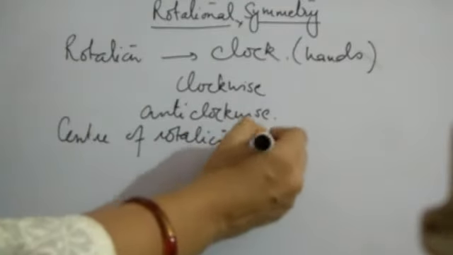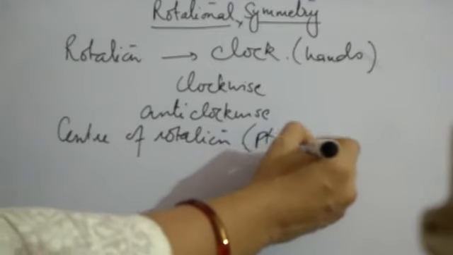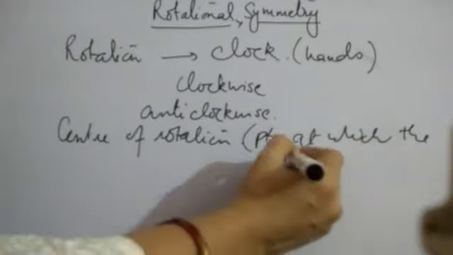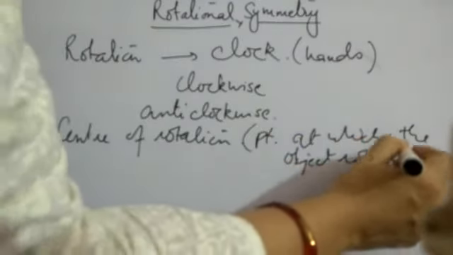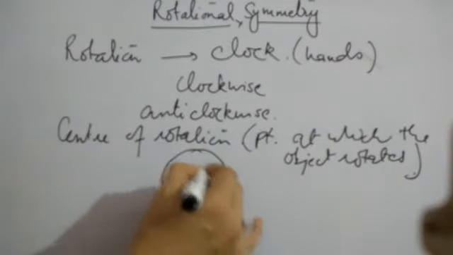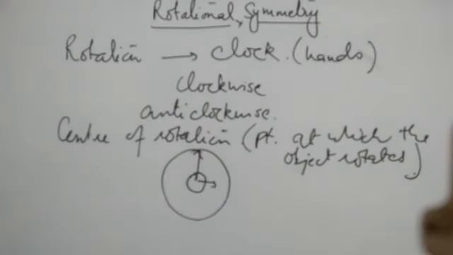The point at which the object rotates. Okay, it is the point at which the object rotates. So for example, this is the clock, these are its hands. So this becomes the center of rotation in the clock, right?